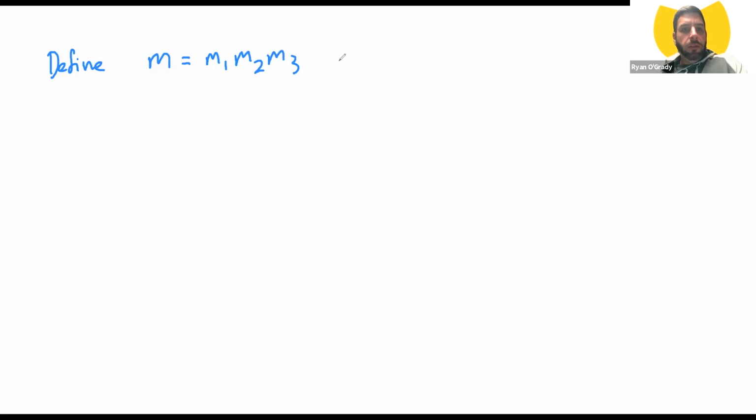So if we take these 3 numbers, we can multiply them together. We get a new number, which we're going to call m. And now I'm going to define a new number, which is capital M. That's going to be equal to little m divided by little m1. Of course, another way of writing this is m sub 2 times m sub 3.